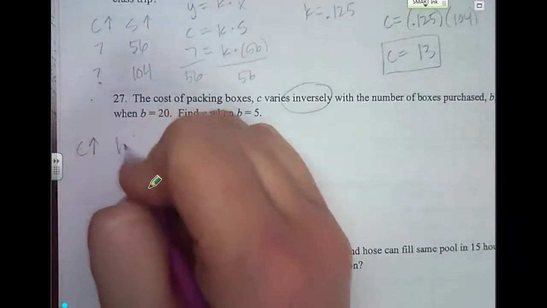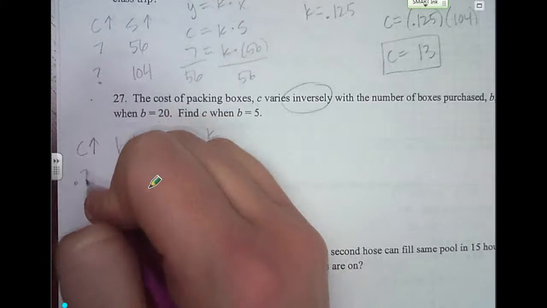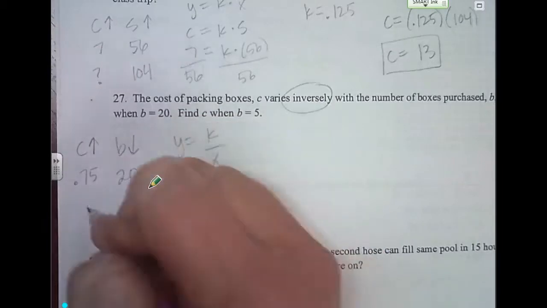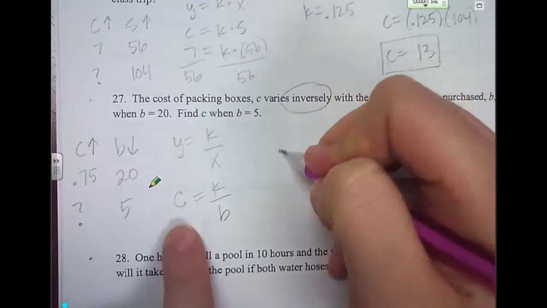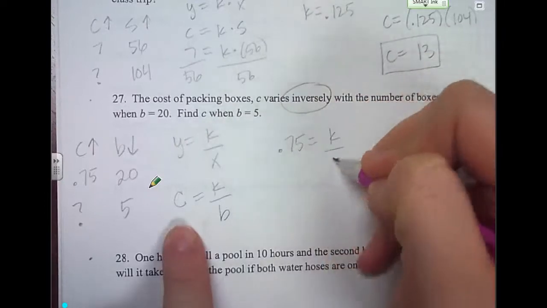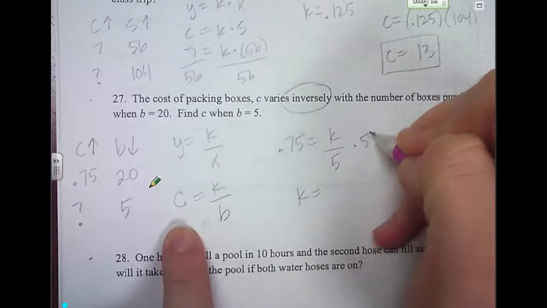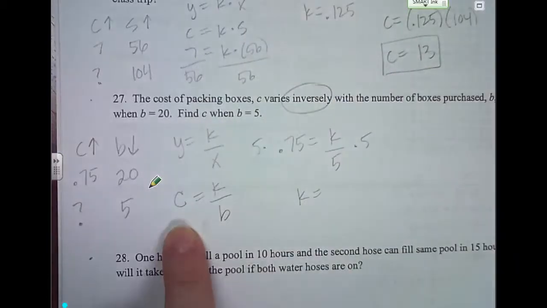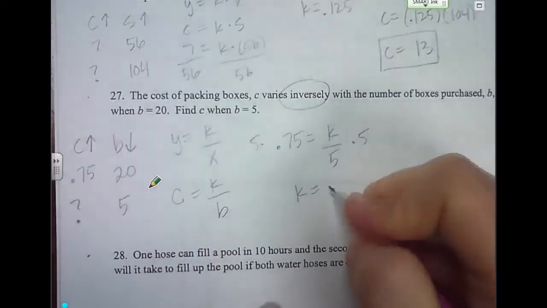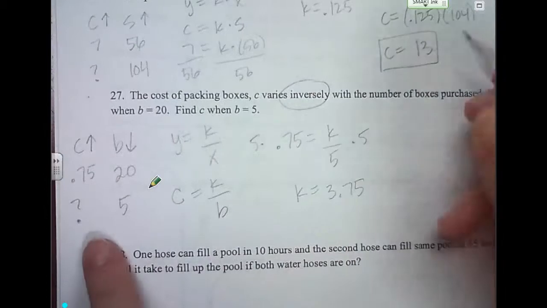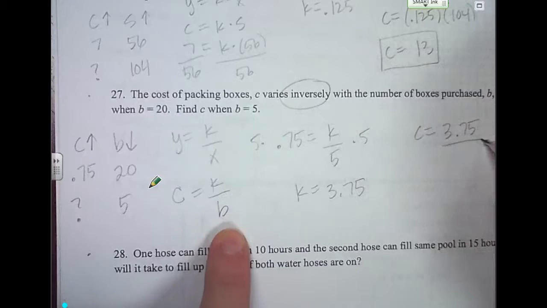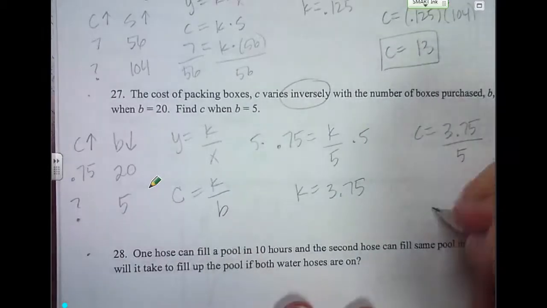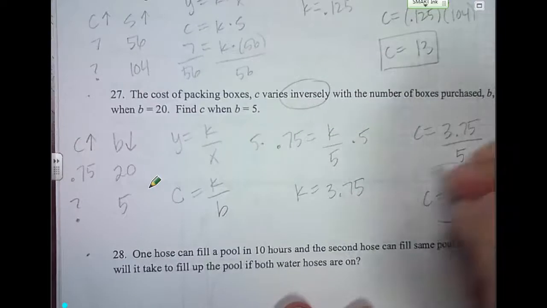So as C goes up, B goes down. C is 0.75 when B is 20. Find C when B is 5. So plug in C, 0.75 equals K over 5. Multiply the 5. So 0.75 times 5 is 3.75. Then I want to find C, so I'm plugging the K in, and then I'm going to plug in the B, which is 5. So 3.75 divided by 5 is still 75 cents.